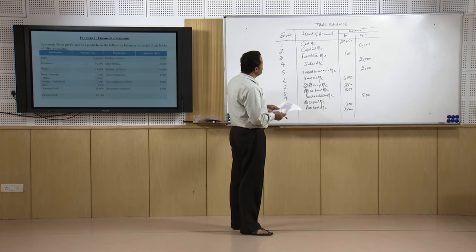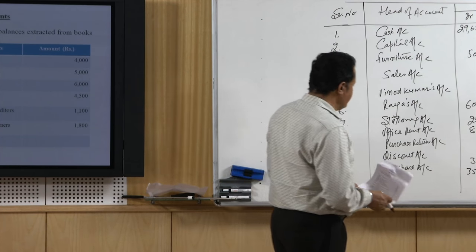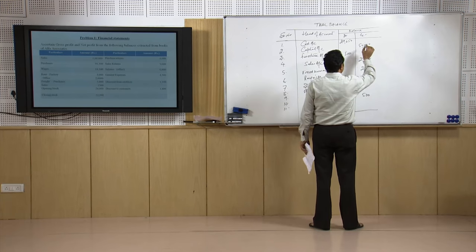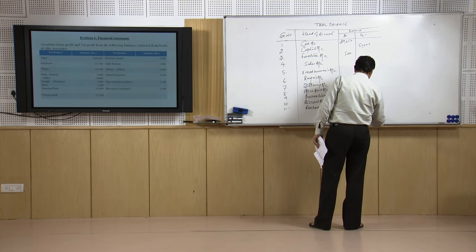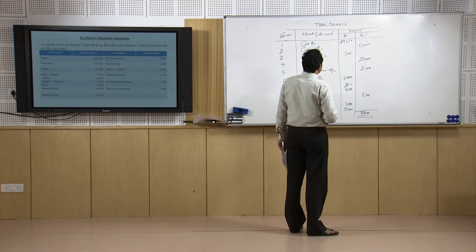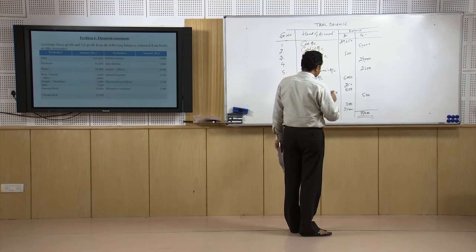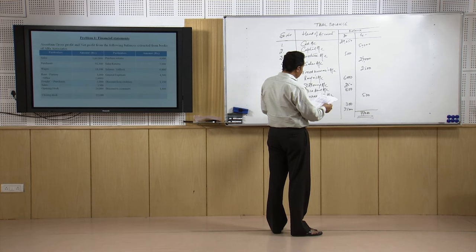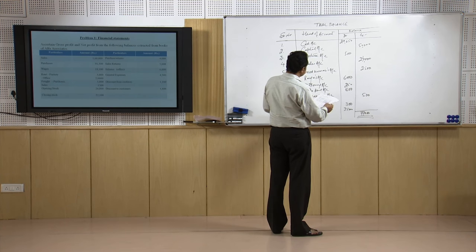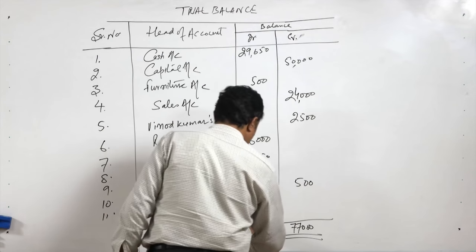So we have taken almost all the balances here, and if you total it up, you will find that the total of debit and credit balances is equal. That is 50,000, 24,000, 74,000, then plus 3,000, 77,000. And the total of this side is also, I think, 77,000: 29,650, 35,000 done, 500 done, then 6,000 done, then we have 250, yes, 800 is there, and 300 is there. So if you make the total of this side, I think this is also equal to 77,000.